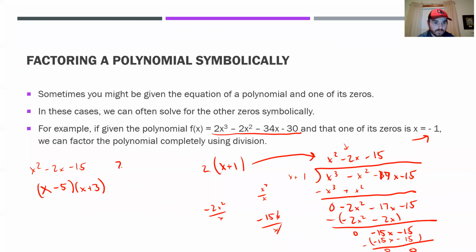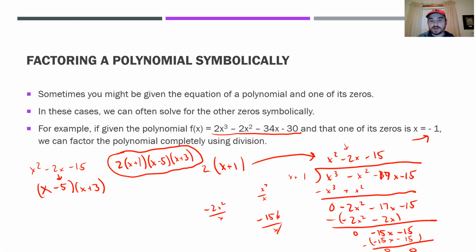And we now know that our full factorization would be 2 times x plus 1 times x minus 5 times x plus 3. And I just did this factoring like you would normally for a quadratic. So it might take you a little bit more time to see it, but that would be how you factor that one right there. So this is our answer at the end.